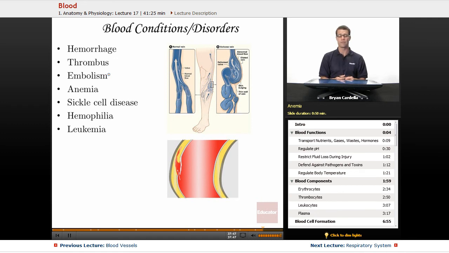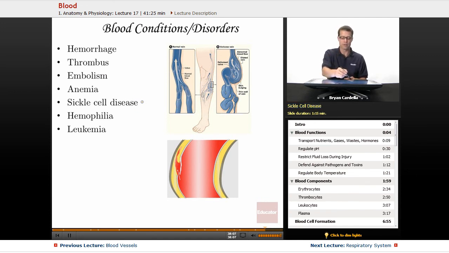Doctors will tell you if you're anemic, eat more red meat. And that's a problem for a vegetarian, obviously, but red meat has a high iron content compared to some other meats, and that can encourage your body to make more red blood cells through erythropoiesis.